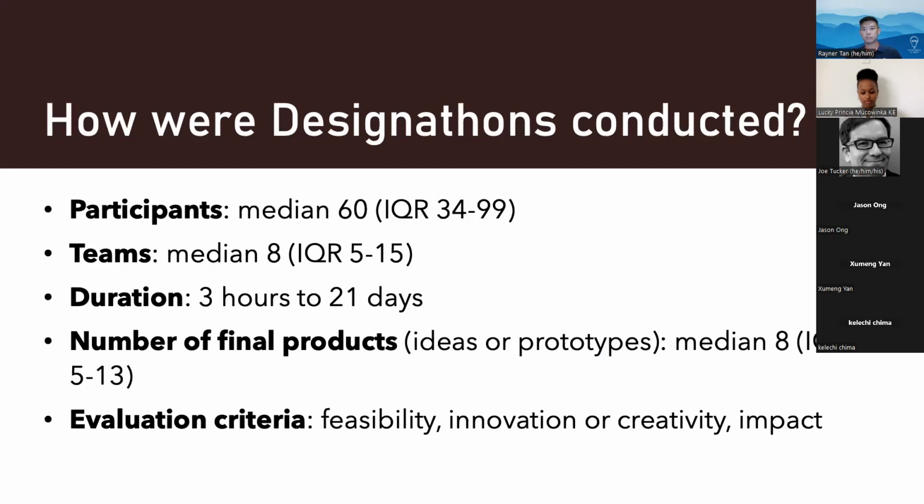And in terms of the number of solutions or products, which we define as ideas or prototypes, the median number was 8, with an interquartile range of 5 to 13. And the most common set of criteria for the judging of these solutions was around themes of feasibility, innovation or creativity, and impact.